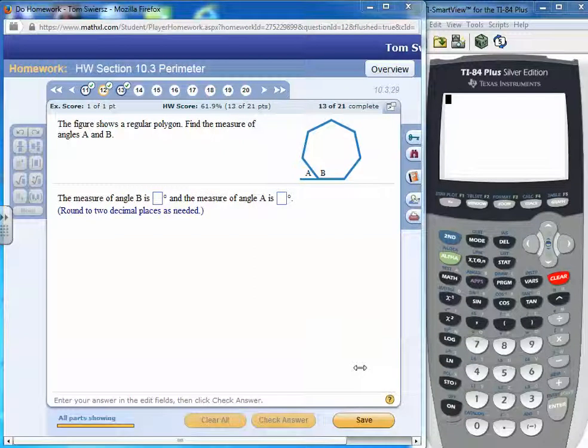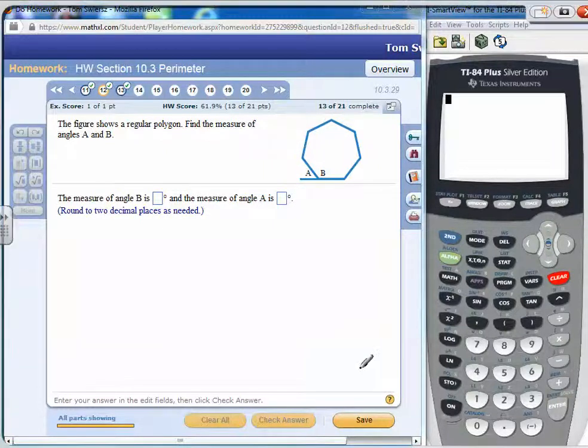Let's solve homework exercise number 12 from section 10.3. Okay, the figure gives us a regular polygon. We're supposed to find the measure of angles A and B. All right, now regular polygon means that all angles are equal. And we also know we can count the number of sides: 1, 2, 3, 4, 5, 6, 7 sides.